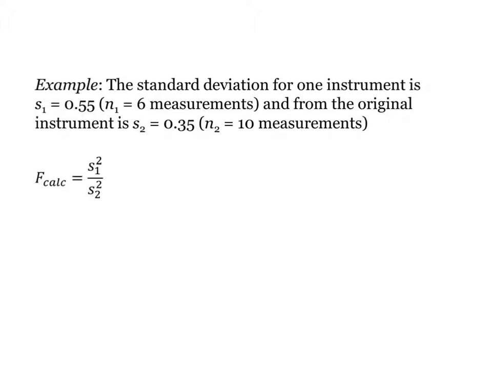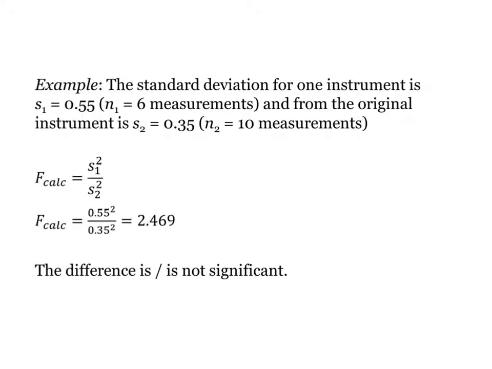We see the original instrument has a lower standard deviation, but we don't necessarily know why. It could be that increasing the number of measurements decreased the standard deviation, or the original instrument may be better calibrated or tuned. Regardless, let's calculate F. We see that f-calc is 2.469. Don't worry about the number of significant figures here. Just make sure that you're taking as many as you need to match the data presented in the table.